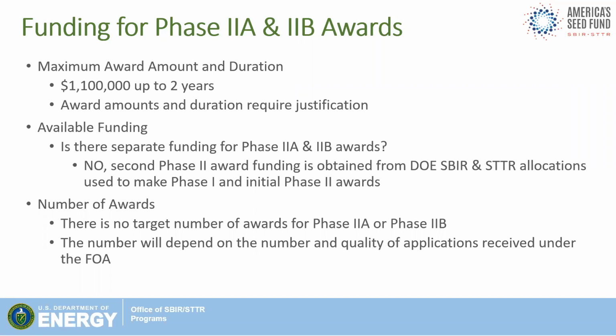There's no target number of awards. It really depends on the number and the quality of all the phase 2 applications received under the FOA, because we receive phase 2 applications, we receive 2A, 2B, and 2C. So it's sort of a balancing act in terms of the number of awards that are made for each of the phase 2 type of award.